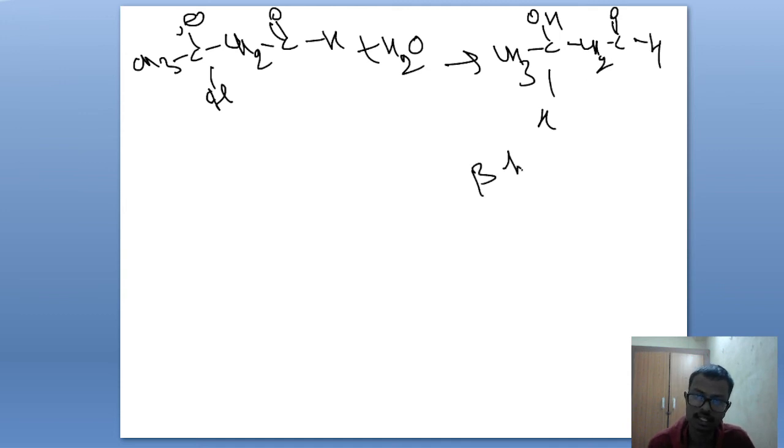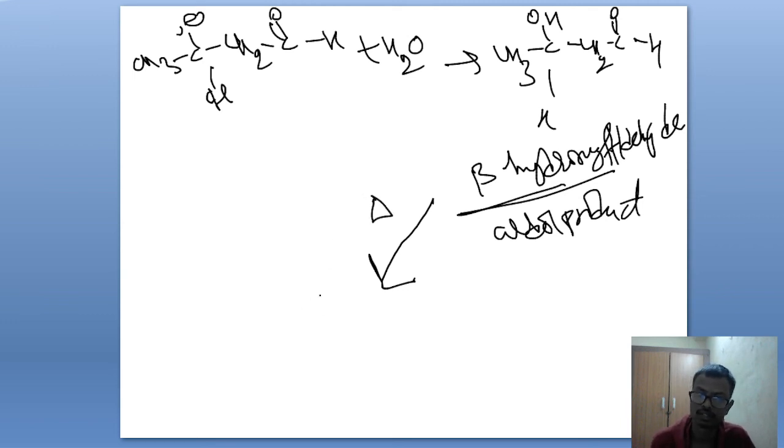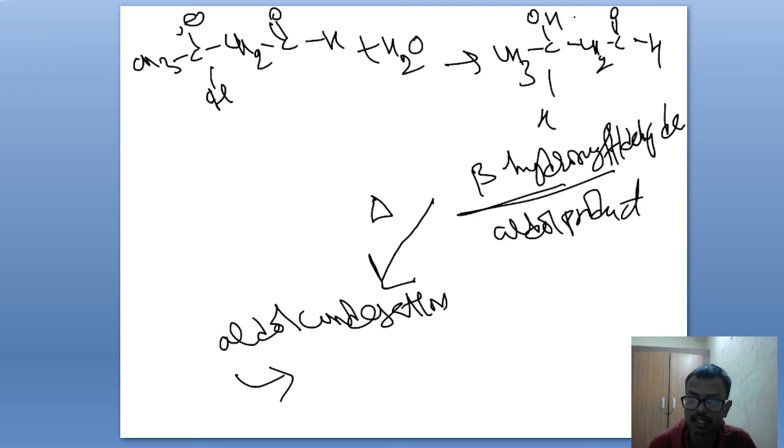And I said this is a beta hydroxy aldehyde, because the initial reactant is an aldehyde. This is called the aldol product, but it is not the aldol condensation product, it is just the aldol product. But when you heat, you will get the aldol condensation product, which is nothing but the elimination of water.